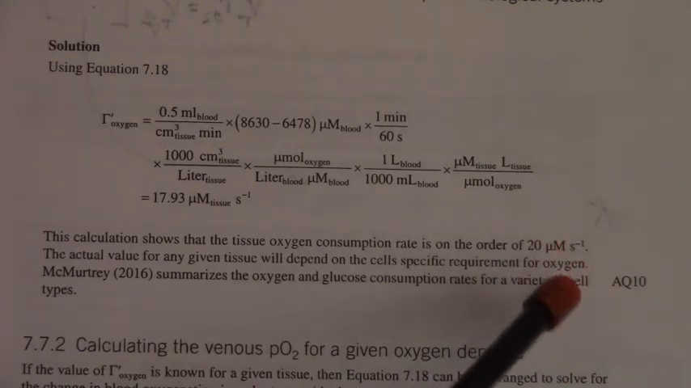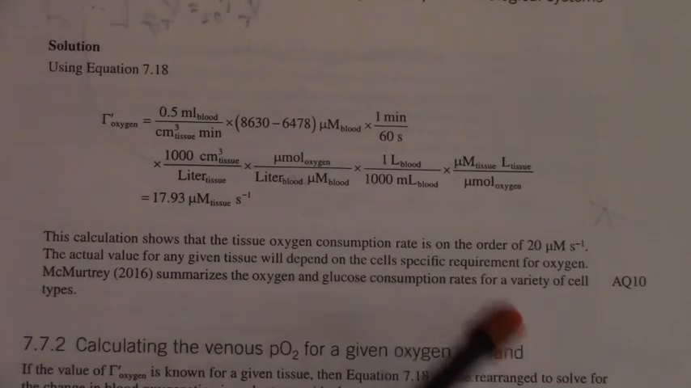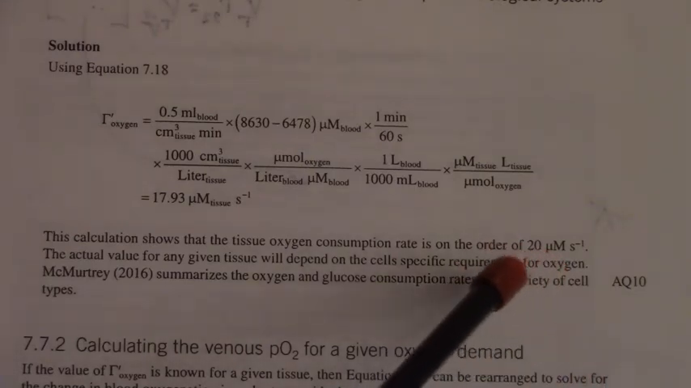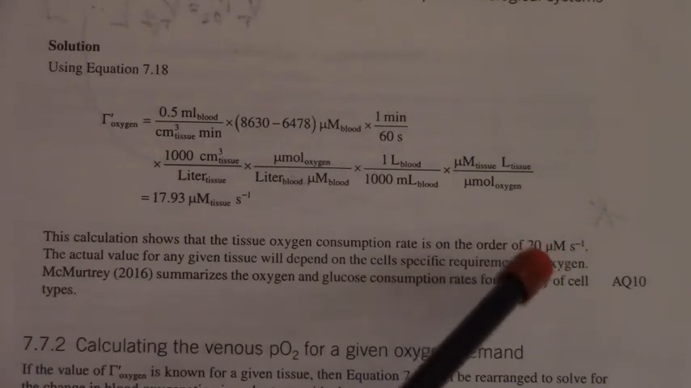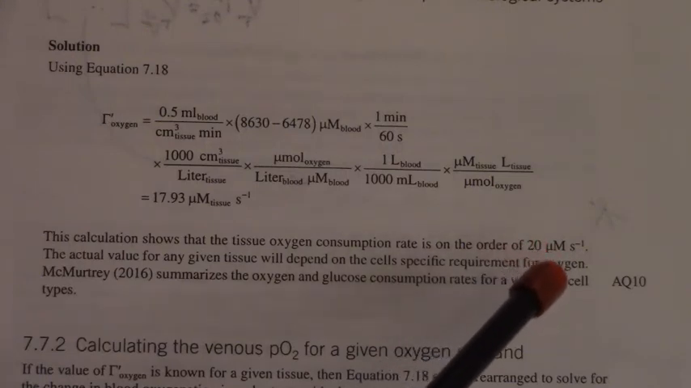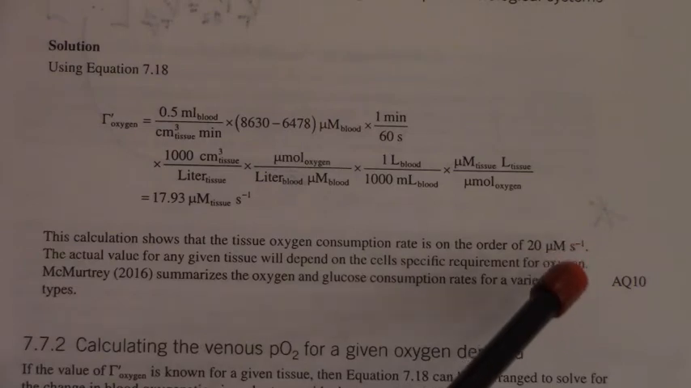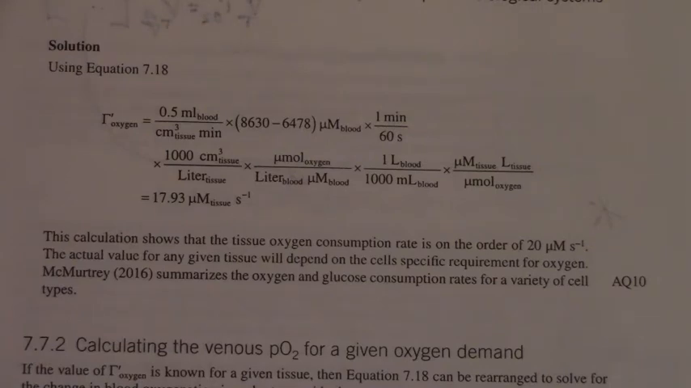We'll see, though, later on, we'll look at chondrocytes. There are some tissues in the body that have very, very low oxygen consumption rates. So this range could go all the way down to 0.05 or 0.01 micromolar per second, depending on the oxygen needs of the particular tissue that you're talking about.